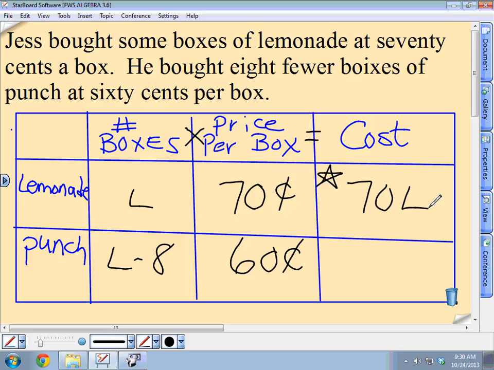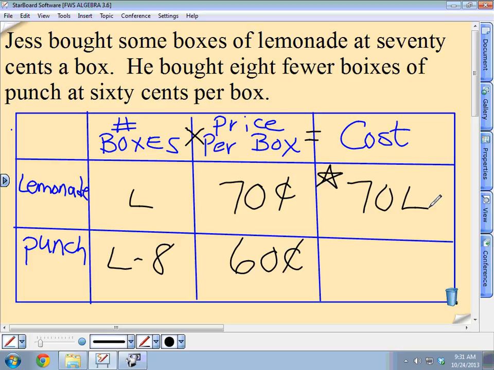Felix, how much does the punch cost? Be careful. How much does the punch cost? 60 cents? 60 cents per box. Well, I want the total cost. He has L minus 8 boxes, and there's 60 cents a box. What do I have to use? Well, I'm multiplying this times this, right? Do you see that? Because we're multiplying this times this equals this. So I'm going to multiply these things, right?